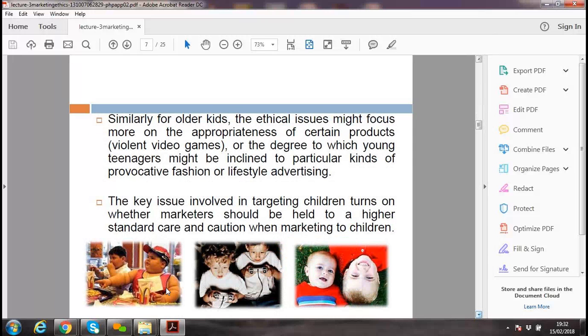Okay. Similarly for older kids, the ethical issue might be focused more on appropriateness, with different products like movies. Yes, under-12 kids' movies are a different sort of movies. Is it under parental guidance? Some movies we can watch. We need to follow the ethical issues there as well. Does it make sense? Yes, sir.